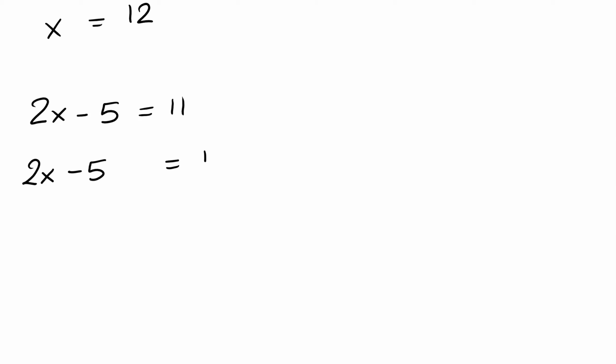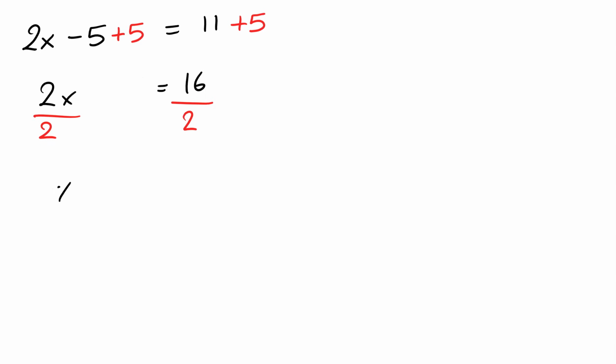Sometimes you might have some problems which you have to do an extra step. So sometimes you might get something like 2x minus 5 equals 11. So again, first things first, we leave the x as it is. We get rid of this 5 first. So we're going to have 2x minus 5 equals 11. We add 5 on both sides. Now we simplify. So we get 2x equals 16. Now I need to get rid of this 2, so I divide both sides by 2.